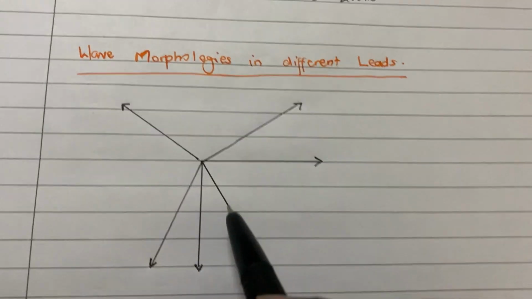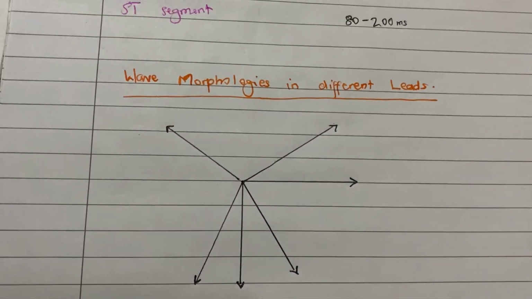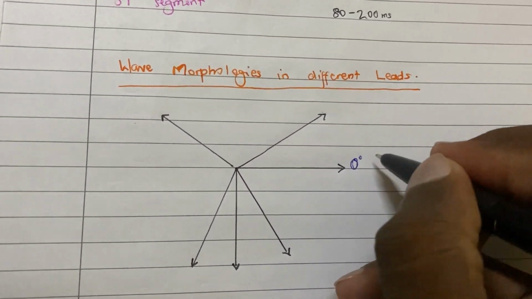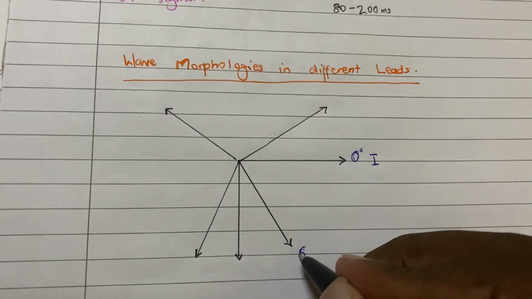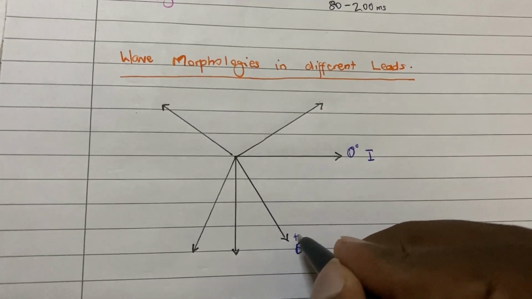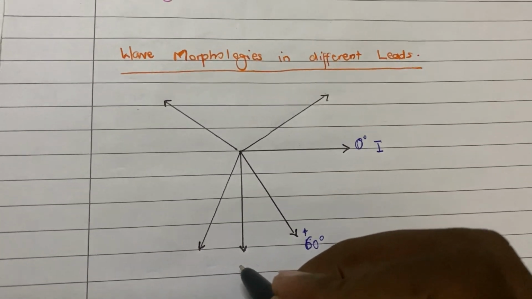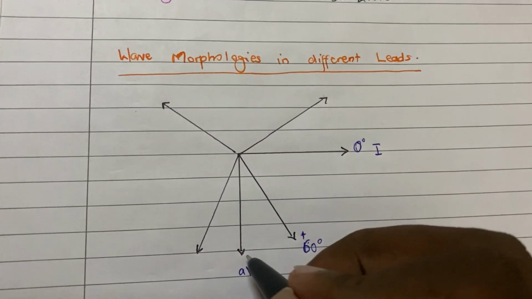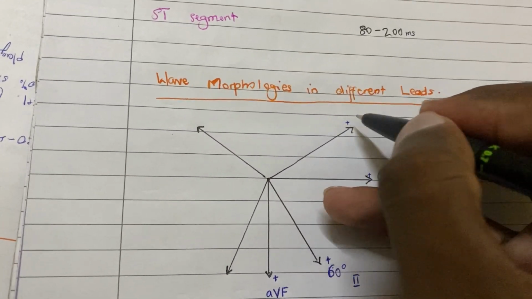If you remember very well, this is the hexaxial reference system of limb leads, and this is how we labeled them. At 0 degrees we have lead 1, and then here at 60 degrees we have lead 2, and this is the positive. Here at 90 degrees we have AVF, and where the arrow is, that is the positive electrode. You remember the placement, huh?